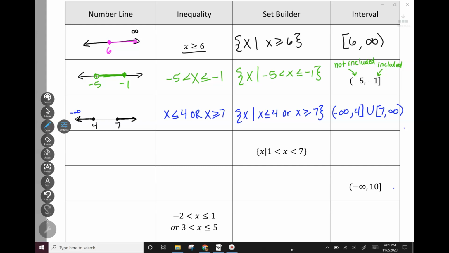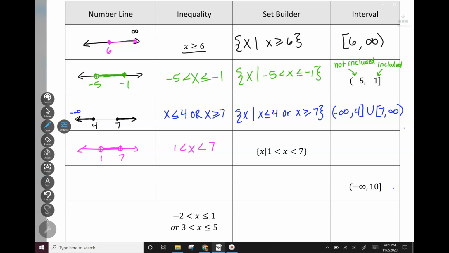All right, next one. So moving that to inequality is very easy, right? Just take the inequality out. Let's put that on a number line. Okay, so we've got to have our numbers 1 and 7. And x is greater than 1, open circle, less than 7, open circle. So shade in between.